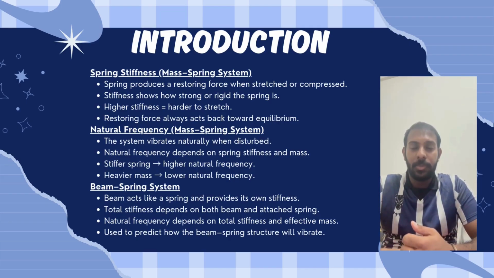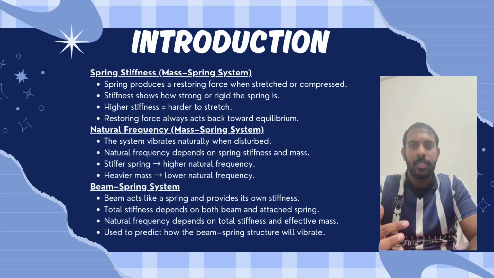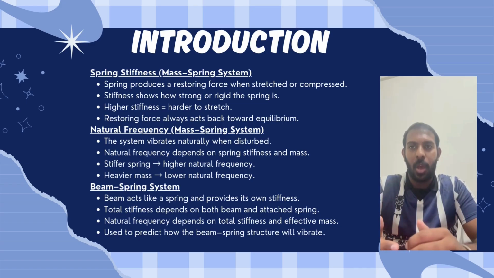Third one is beam spring system. In a beam spring system, the beam itself also acts like a spring. So the overall stiffness comes from both the beam and the attached spring. The natural frequency of this system depends on how stiff the structure is and how much mass is moving.